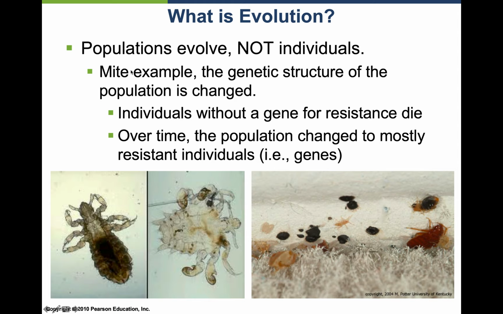So we use the mite example, right? You have this genetic structure of the population that gets changed. Individuals without a gene for resistance die. Over time, the population changes to mostly resistant individuals. Well, we see these exact same things in lice. So this is a head louse, this is a pubic louse or a crab.